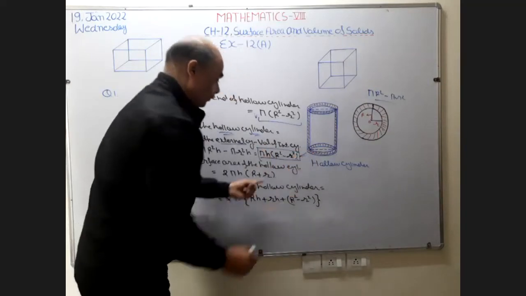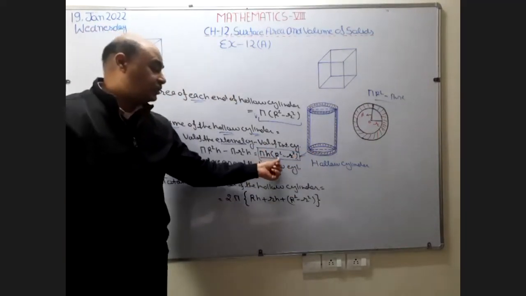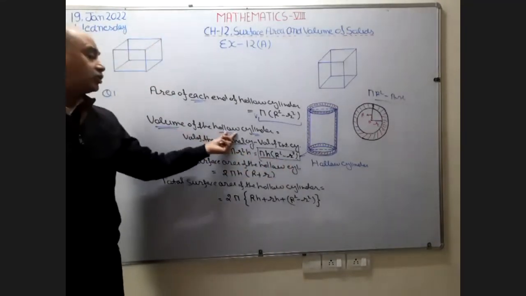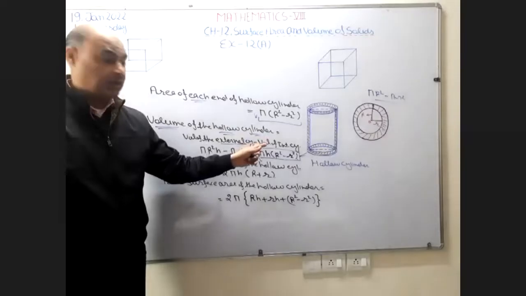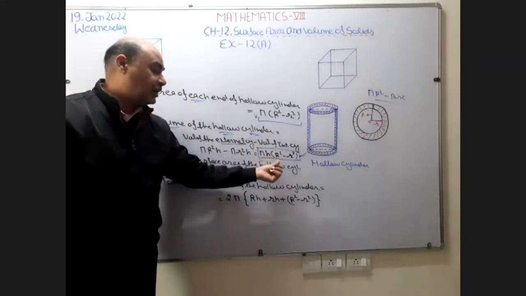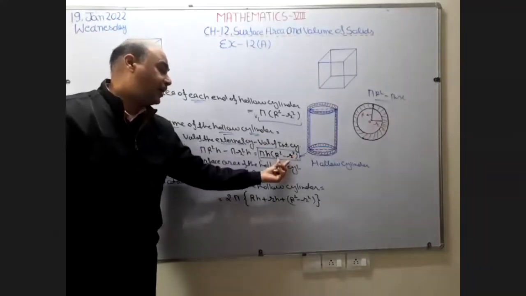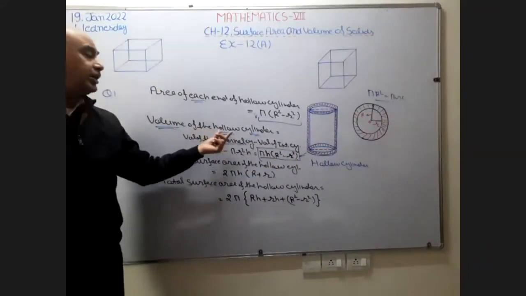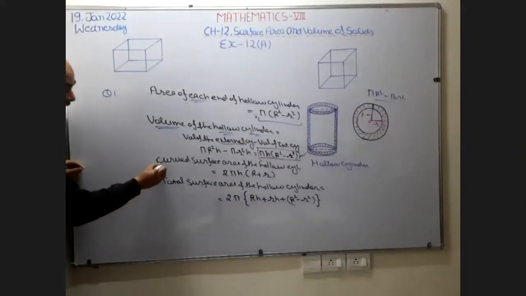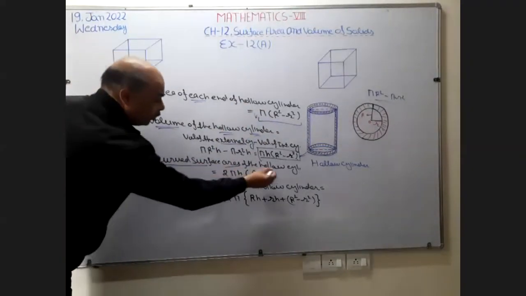So this you have to learn. Pi h into capital R square minus small r square. This is the formula for finding the volume of a hollow cylinder or volume of a pipe, you can say. Okay. So this formula you can write in your notebook, beta. Pi h into capital R square minus small r square. This is the formula for finding the volume of a hollow cylinder or volume of a pipe. Both are the same thing.